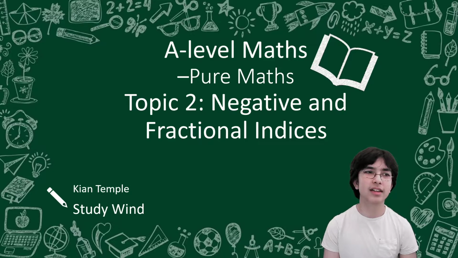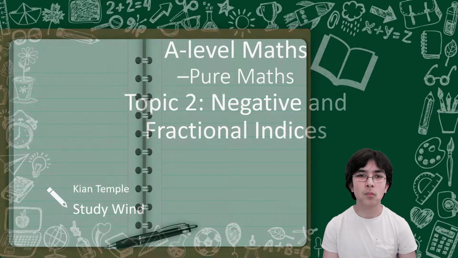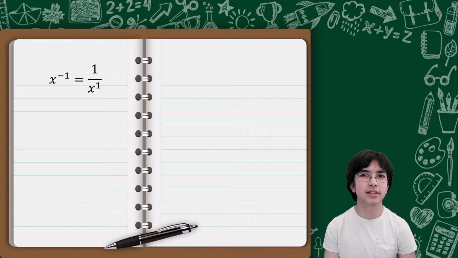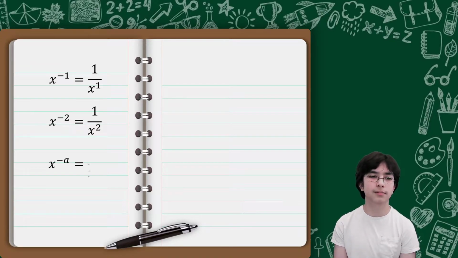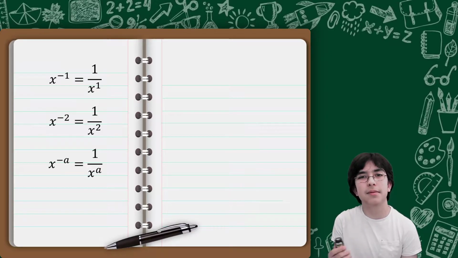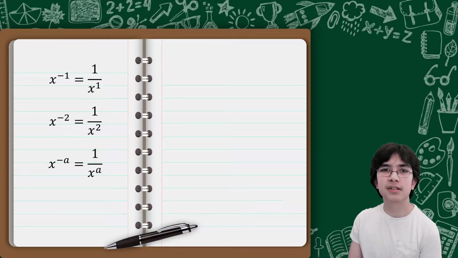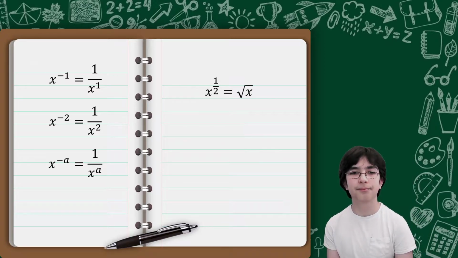Today we will be looking at negative and fractional indices. So, negative and fractional indices. A negative indice is 1 divided by the positive indice. So for example, x to the power of minus 1 is 1 divided by x to the power of 1. And x to the power of minus 2 is 1 divided by x to the power of 2, because 2 is the positive version of minus 2. X to the power of negative something is 1 divided by x to the power of the positive version of that something.